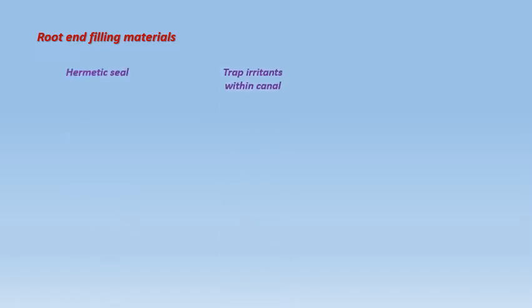What do I need from a root end filling material? I need it to make a hermetic seal to seal the apex properly, to trap the irritants within the canal, either if there is a residual infection or irritants, to be trapped within the canal to die, and promote cementogenesis and periodontal repair to regain the proper periodontal attachment.